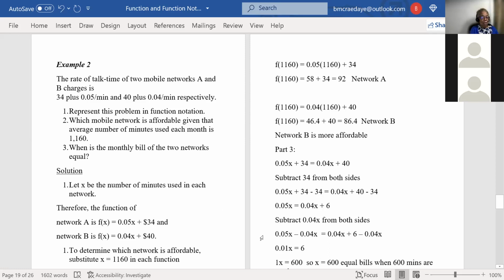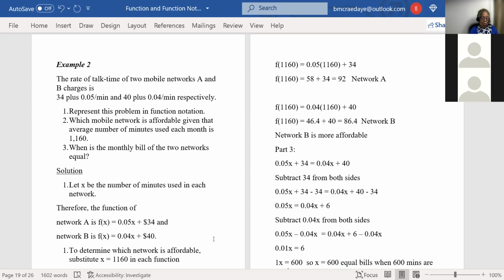5 cents is the rate of change. That's how much per minute. 4 cents is the rate of change, which is 4 cents a minute for network B. The fixed amount, 34 for A and 40 for B. So this is our old familiar formula, Y equal MX plus B. That's what our function is. So we know this is a linear equation. If we plot it, we'll get a straight line.